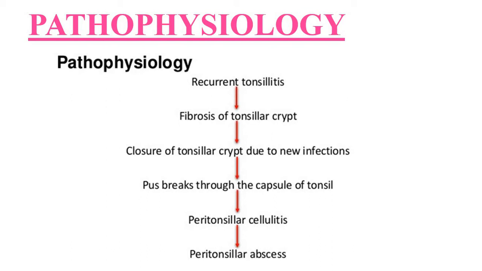Because of this, there will be closure of the tonsillar crypt, and this leads to cellulitis of the crypts, known as peritonsillar cellulitis. If this peritonsillar cellulitis goes untreated, it leads to peritonsillar abscess, which is otherwise known as quinsy. This is the most common reason for surgical removal of the tonsils. Okay, so this is regarding the pathophysiology of tonsillitis.